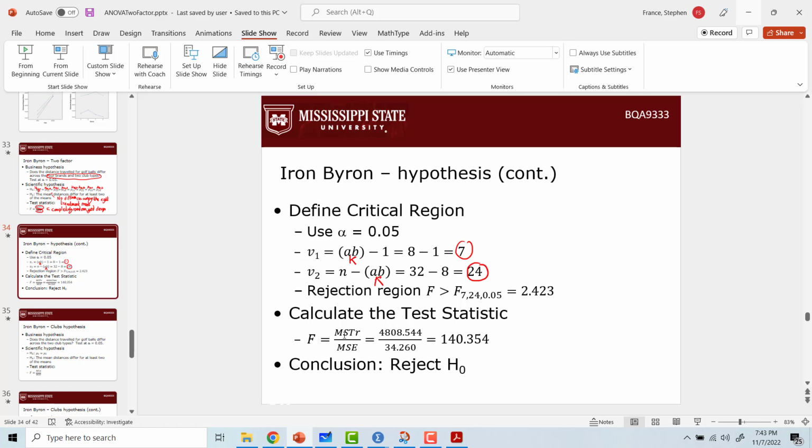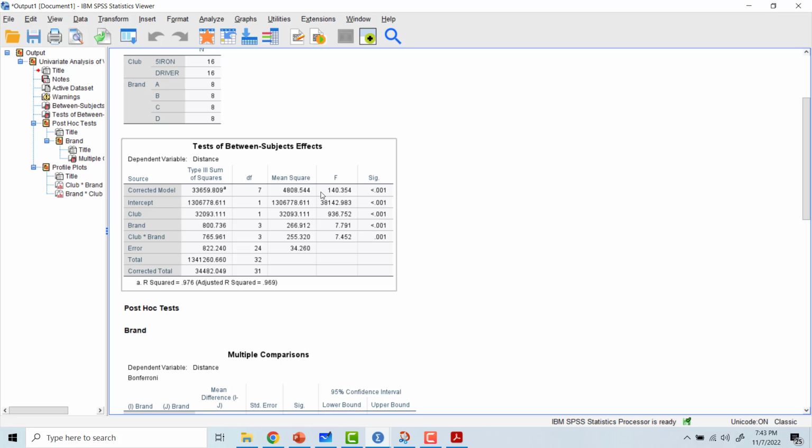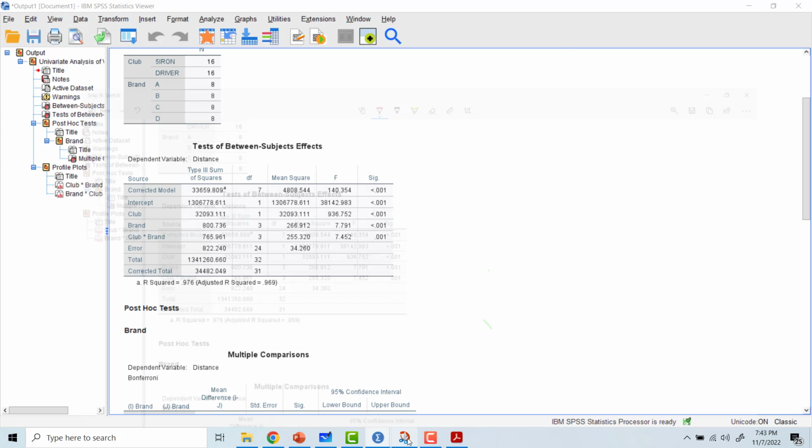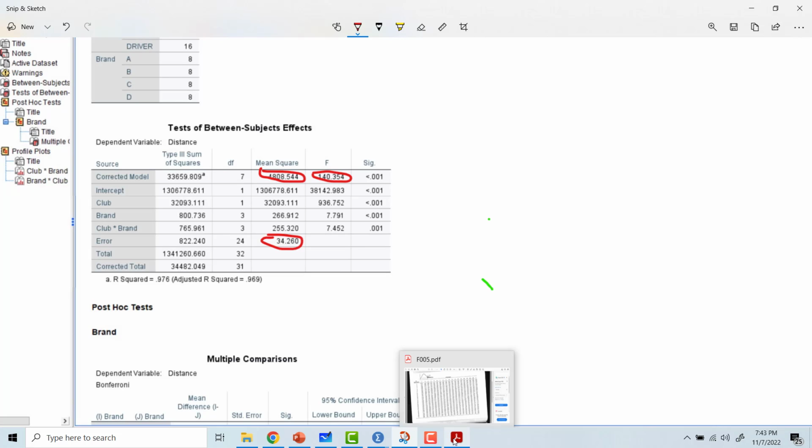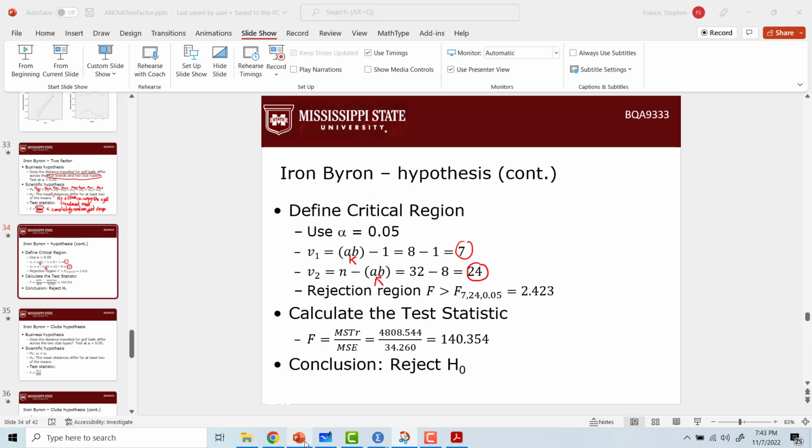And the F is the mean squared treatment over the mean squared error. So let's just look at my SPSS output. In this case, it's this figure here, which is the mean squared divided by the error. And of course, in SPSS we could reject, significance left, p-values less than 0.01, because it is a whopping big F value. It's way, way beyond the edge.